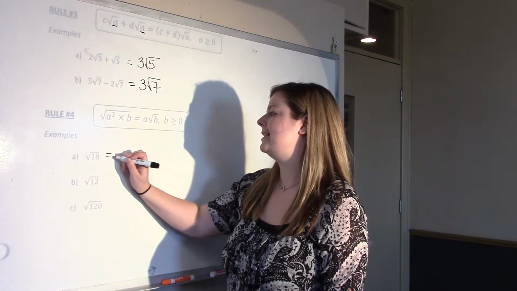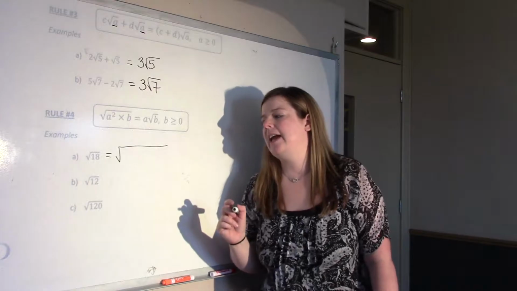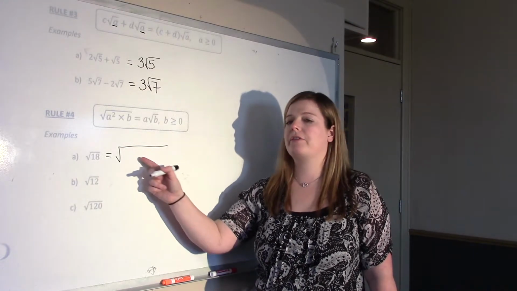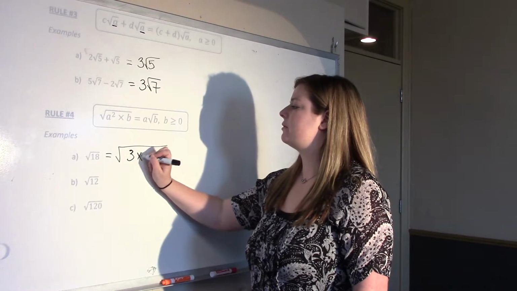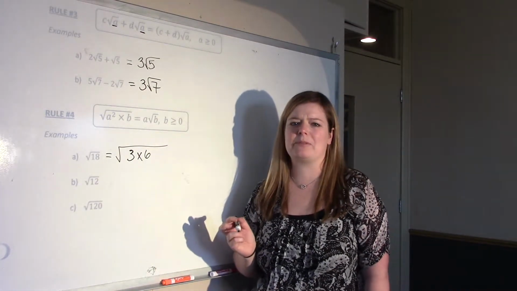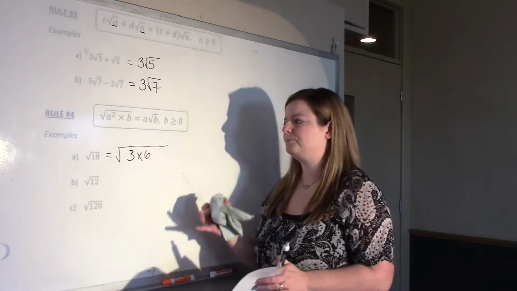So root 18 can be written as many things, okay? Well, not many things, but there's a few things. It could be rewritten as root of 3 times 6. Okay, don't write this, just watch. I could rewrite this as root 3 times 6, but that's not anything particularly exciting. That doesn't change what I'm doing here.